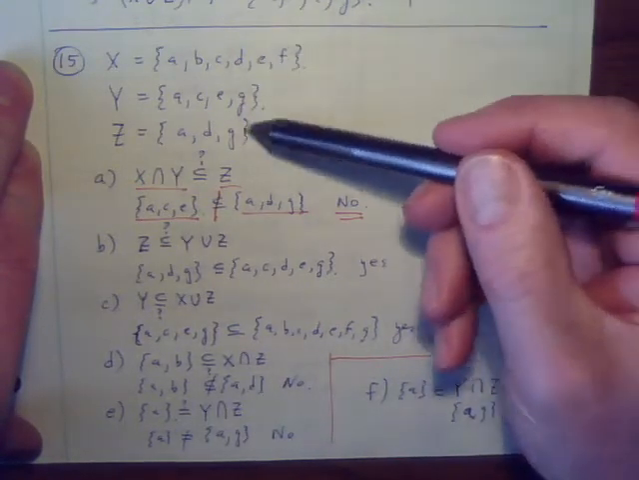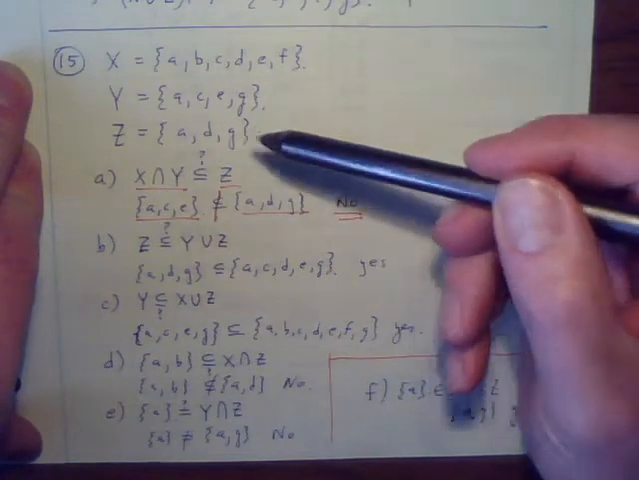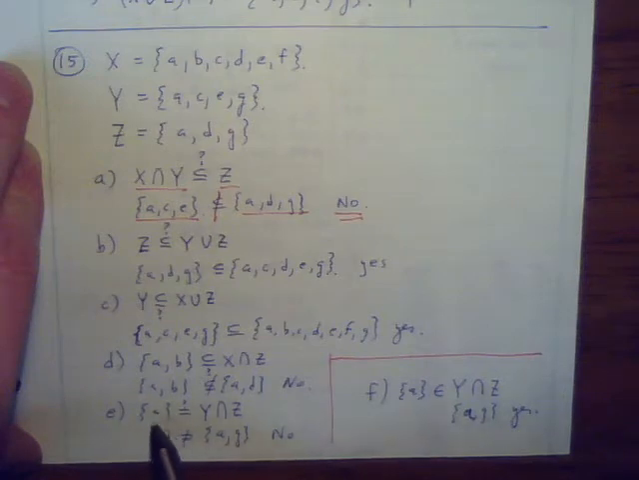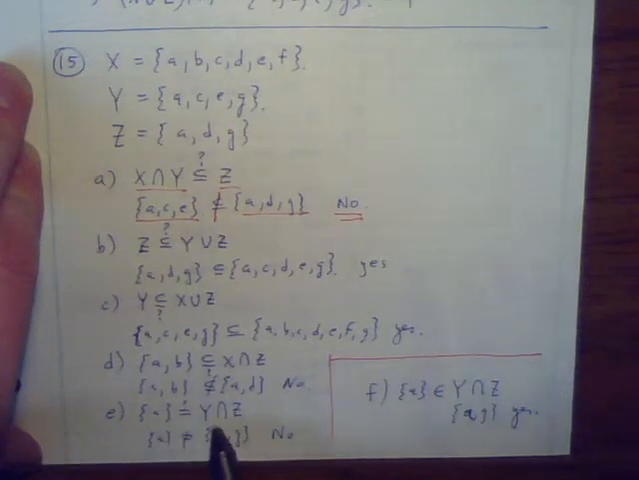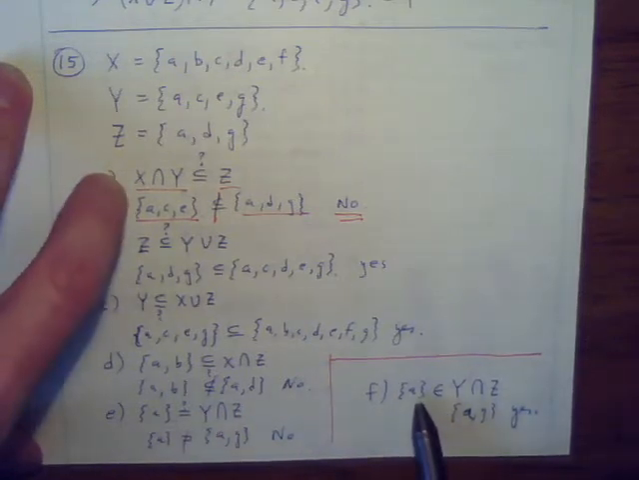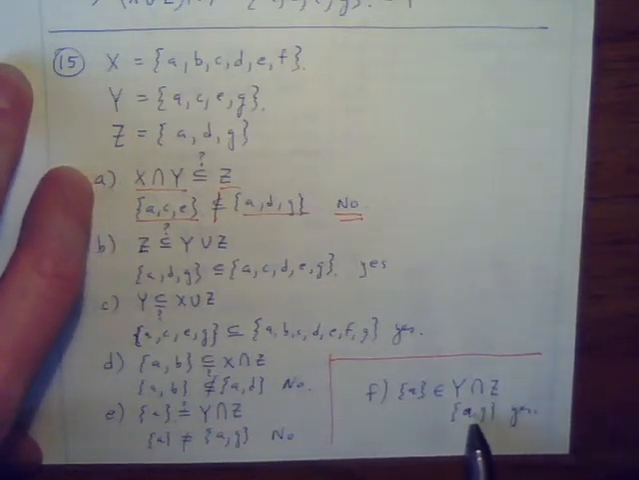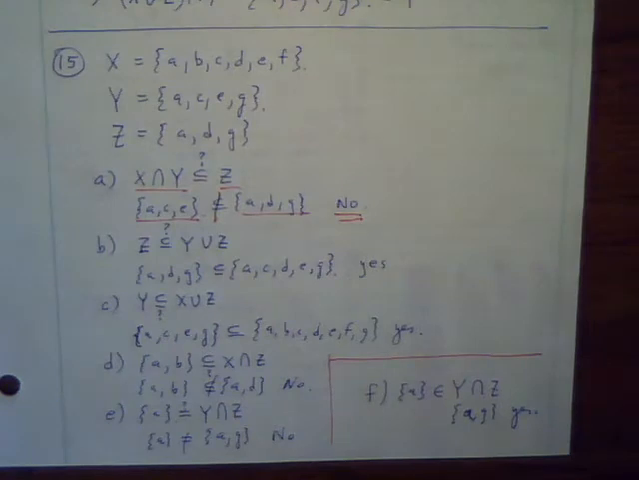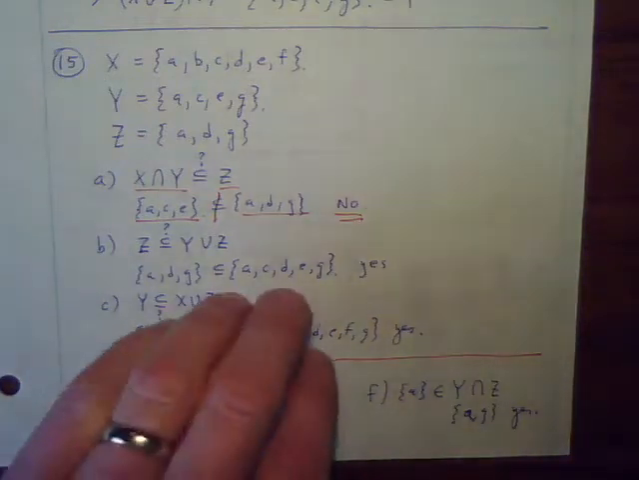For part D, is the set containing the elements A and B a subset of X intersection Z? Well, X intersection Z only has the elements A and D in it, and so it is not a subset. Finally, is the set with the element A in it equal to Y intersect Z? Well, Y intersect Z is A comma G, and that does not equal A, so I slashed out the equal sign and said no. That one was asking about equality. And finally, part F, is A an element of Y intersect Z? Y intersect Z is the set of A and G, and so yes. So no, yes, yes, no, no, yes for number 15.